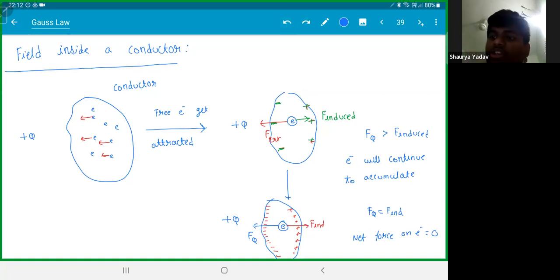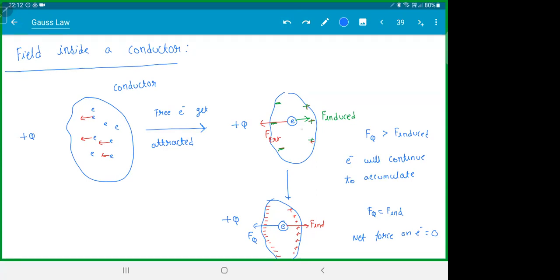So won't there be attraction between the induced charge and the plus Q, meaning the minus of the induced charge? That is fine, but we are talking about an electron inside the conductor. We are not interested in what happens between the two, there will be attraction, and the whole thing will try to go. We are not interested in that right now. But are you getting the point here?